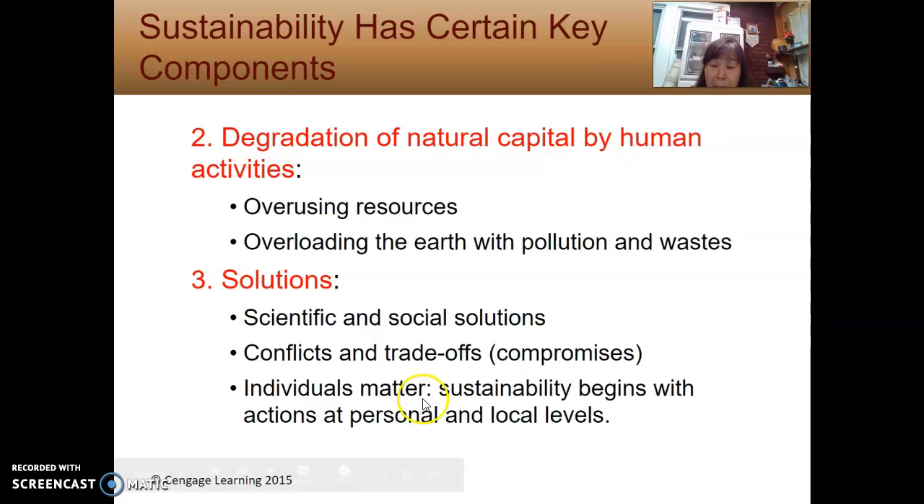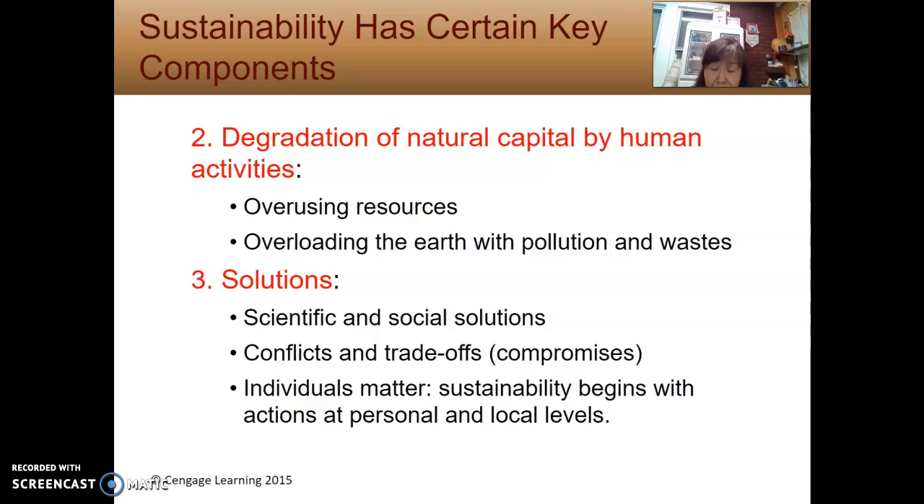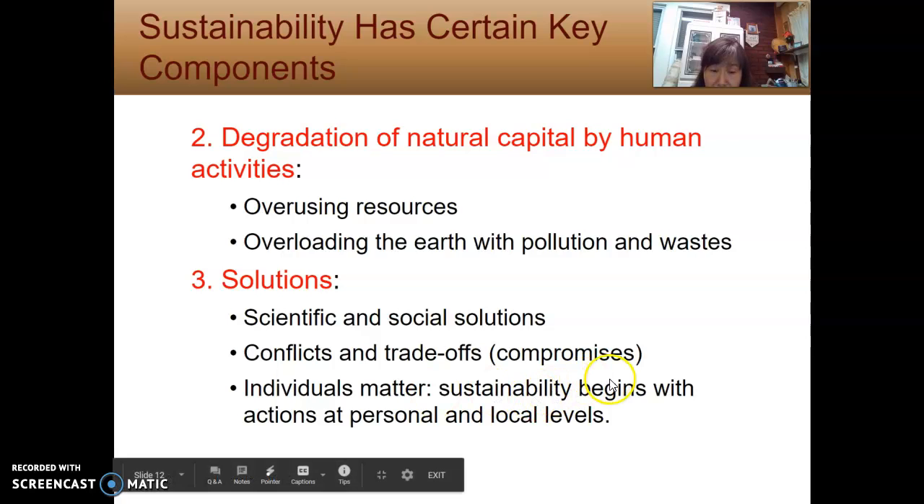And then remember that individuals matter. Although environmental problems could be very big, but individuals, you and I, can take actions to solve the problem. So sustainability begins with actions at personal and local levels.